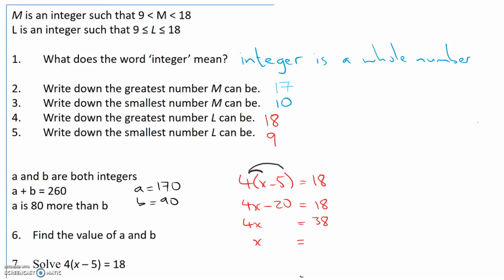I reckon that's 9.5. Okay, just check back. I think the 4 times 9.5 should give me 38. And I think that's right. So x equals 9.5. Right, alternatively, some of you solved it like this.